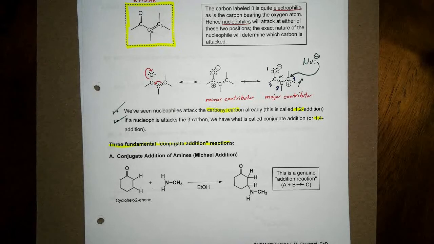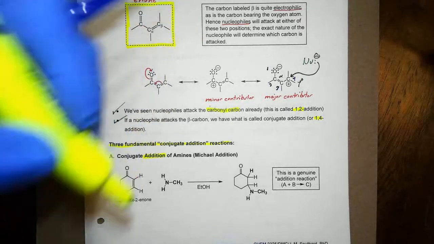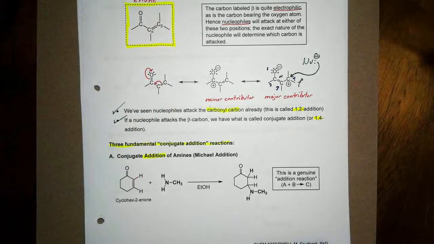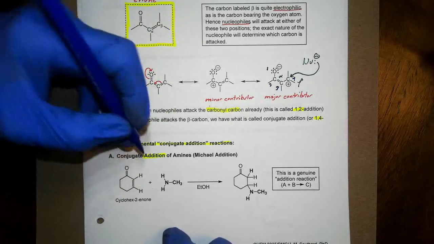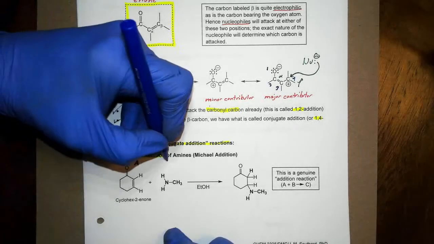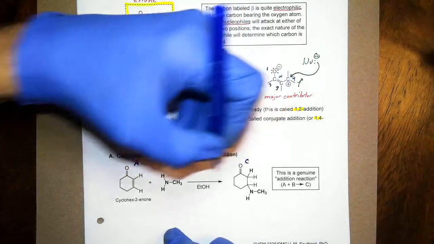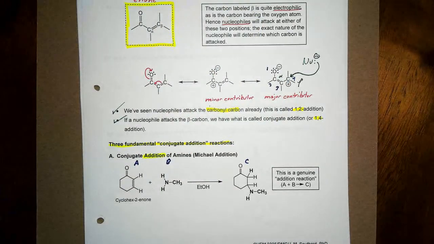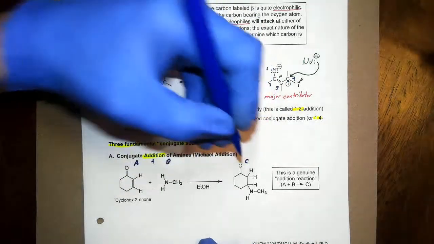Folks, this is an example of a pure addition. Don't lose sight of that word addition. Okay, that means you're adding 2 molecules together to produce 1. In other words, this is compound A on the left, this is compound B on the right, and this is compound C as a product. Okay, A plus B gives you C.